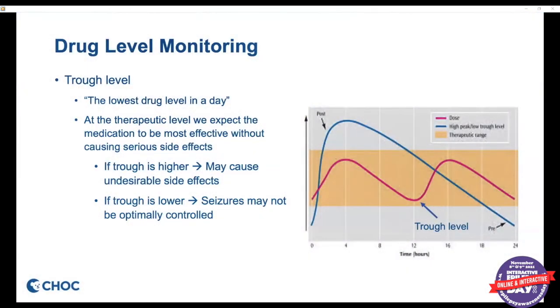The lowest point of the curve, right before the next dose is taken, is known as the trough level. For many, but not all AEDs, researchers have defined an optimal trough level range where a majority of patients will experience good seizure control without experiencing serious side effects. This is called the therapeutic range and is highlighted in orange on the graph. If the trough is below the low end of the therapeutic range, seizures may not be optimally controlled. If the trough is above the high end of the therapeutic range, there may be a higher risk for toxicity.